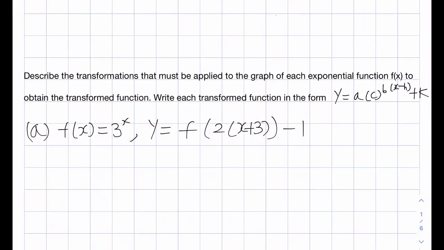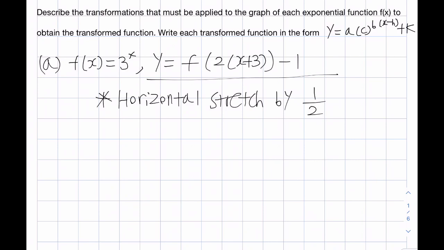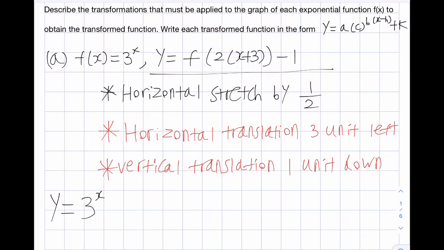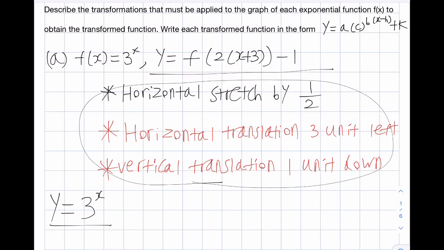Alright guys, so this is part A, and we have the function f of x, which is equal to 3 to the power of x. And the first step for this question is to list out the transformations of this guy. Alright, so first thing is that this will have a horizontal stretch by 1/2. Next, it will have a horizontal translation 3 units to the left, and it will have a vertical translation 1 unit down.